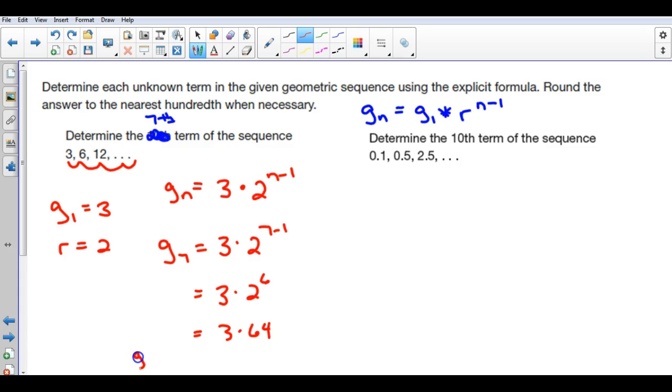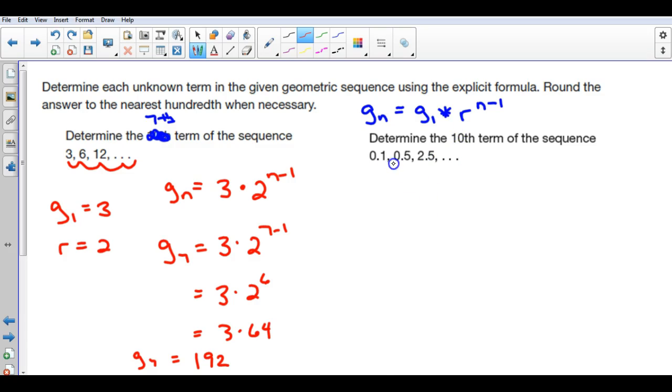So at the very end of this, we can say that G7 equals 3 times 64, which is 192. So if you were to keep this sequence going and keep multiplying by 2 every time, your 7th term would end up being 192. And that's the same thing I'm going to do with this next one then. I'll keep this with 10th term.